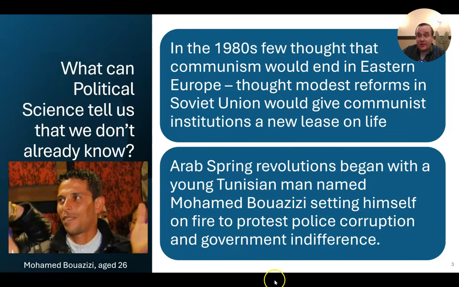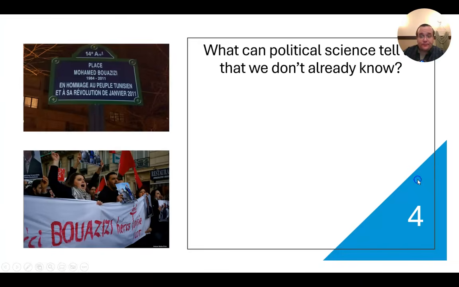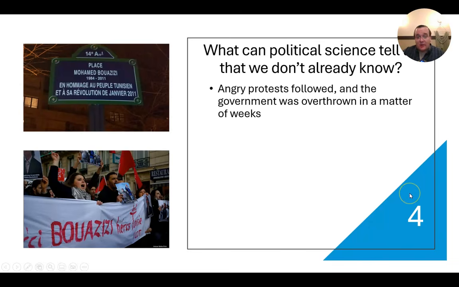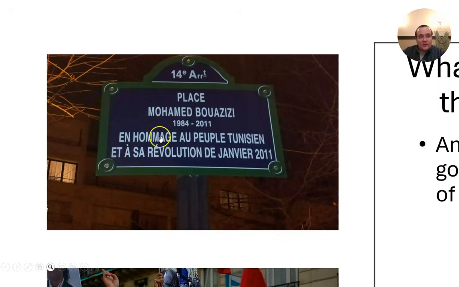The Arab Springs, which again I referenced in Chapter 1, began with this guy on the lower left-hand side of your screen, a young Tunisian man named Mohamed Bouazizi. He set himself on fire in order to protest police corruption and government indifference. Now, little did he probably know what that action would precipitate. Angry protests followed. The government of Tunisia was overthrown in a matter of weeks. As you can see, he's well honored. Mohamed Bouazizi, 1984 to 2011, an homage from the people of Tunisia.